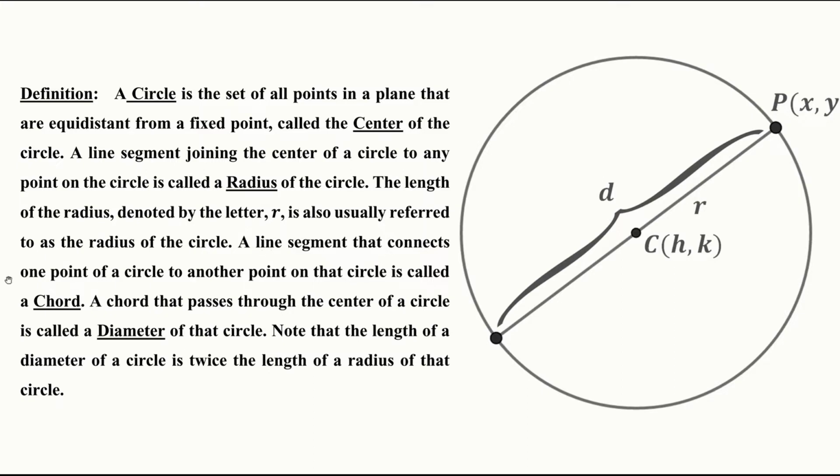A line segment that connects one point of a circle to another point on the same circle is called a chord. Now, it doesn't necessarily have to go through the center, so a chord could go from this point to that point, right? But if it does go through the center, then it's called a diameter. So a chord can connect any 2 points on a circle, but a special chord that also goes through the center is called a diameter. And note that the length of a diameter is twice the length of a radius, right? So the relationship being that d is equal to 2r.